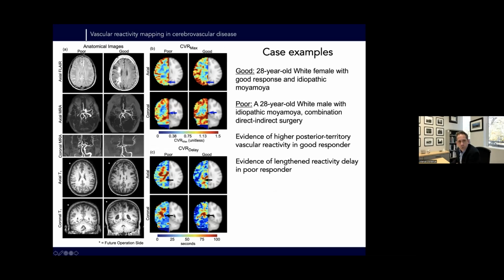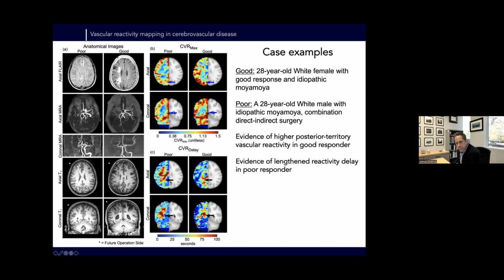So this is somebody with a poor response, and a good response on the right. You can see the FLAIR showing the infarct regions here. Both were pretty similar in terms of vasculopathy. They both had a near occlusion of the M1 segment on the right side. This is the coronal view. Anatomical scans don't look that different, which is typical. And then when you look at the maximum reactivity in the poor participant, you can see that's a little bit lower in the posterior circulation versus in the good participant.